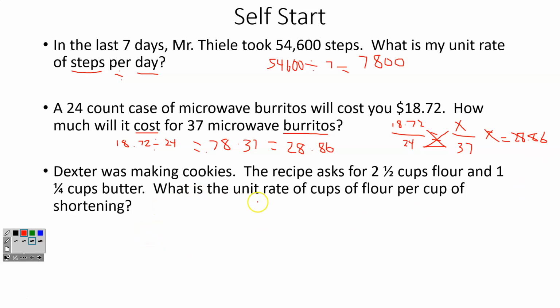Dexter was making cookies. The recipe calls for 2½ cups of flour and 1 1/4 cups butter. What is the unit rate of cups of flour per cup of shortening? Oh, I got to fix the wording on that one. So flour comes first. So I would do 2½ divided by 1 1/4. And that's going to give me an answer of 2. So it's 2 cups of flour per cup. Make myself a little note to fix that.